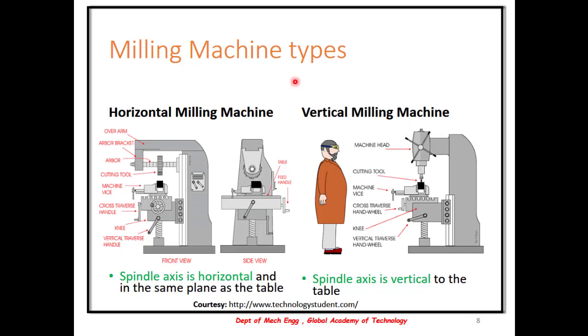The various types of milling machines are majorly classified into horizontal milling machine and vertical milling machine. In a horizontal milling machine, the spindle axis is horizontal, you can see here, and is in the same plane as that of the table. Whereas in a vertical milling machine, the spindle axis is vertical to the table.